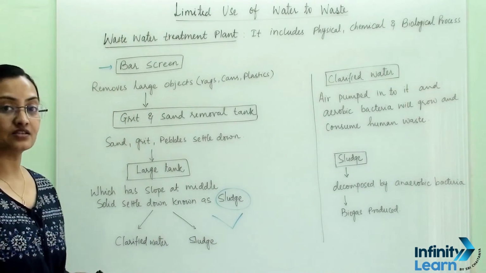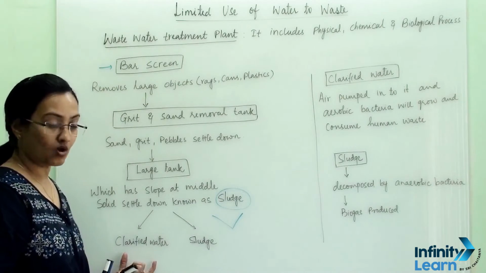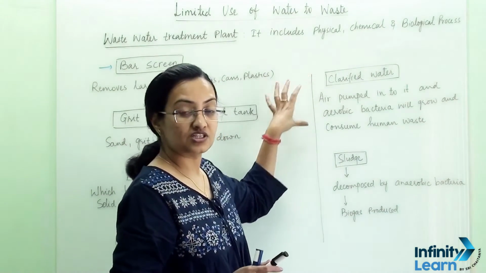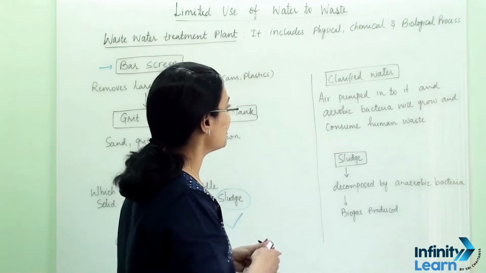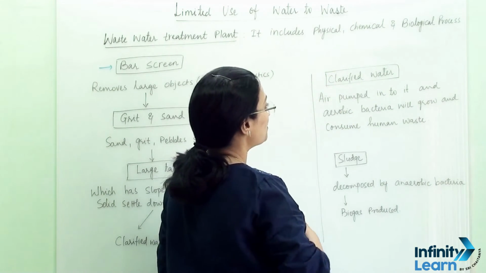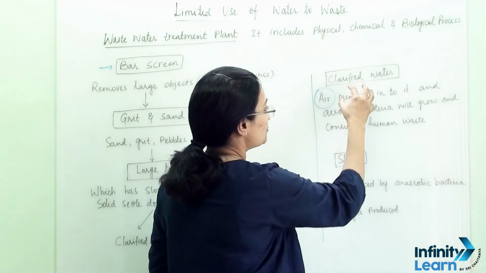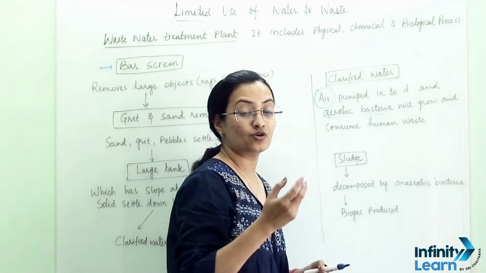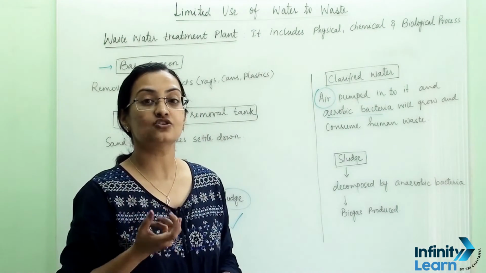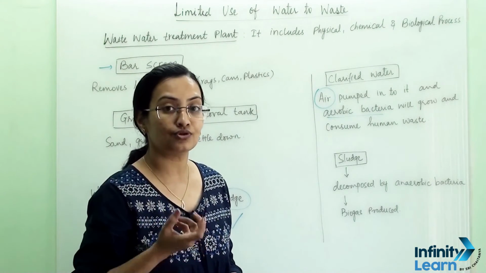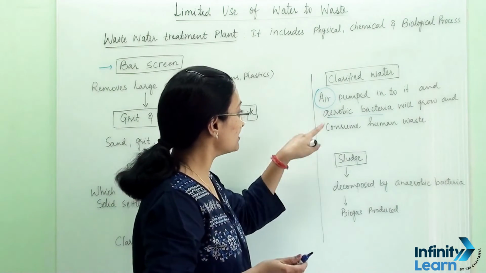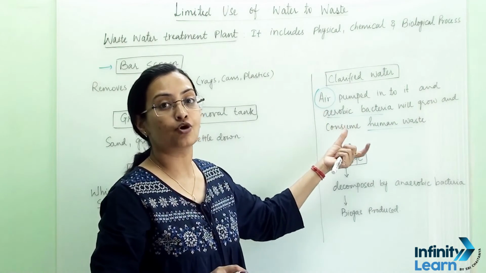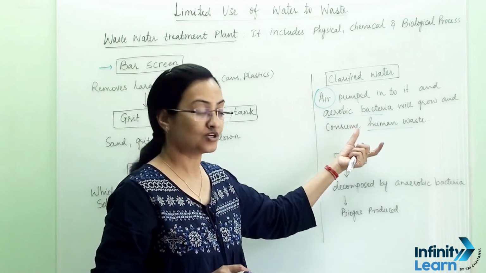Now here we get two things: first clarified water and then sludge. We treat the clarified water and the sludge in two different ways. Into the clarified water we pump air, so it will grow aerobic bacteria. What are aerobic bacteria? Aerobic bacteria grow in the presence of air. They utilize oxygen for their respiration, they grow, and they consume the human waste. So our water gets free from feces, excreta and human waste.